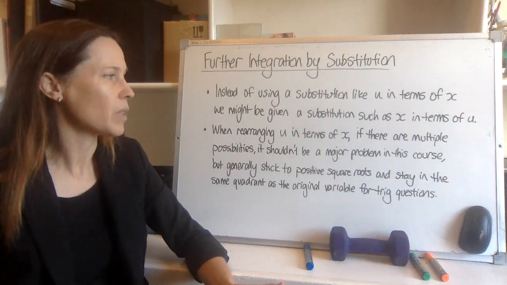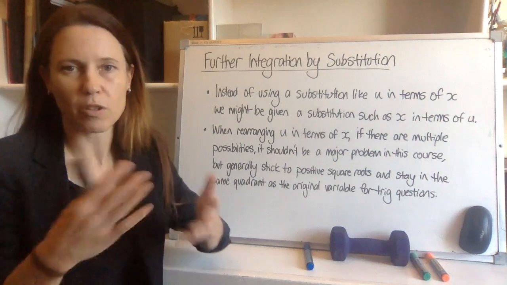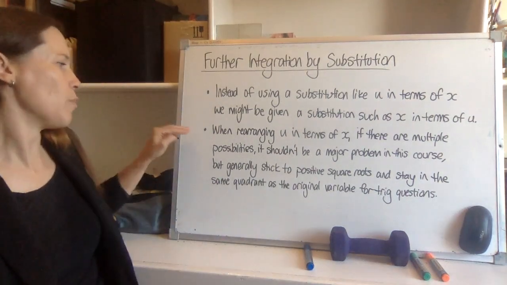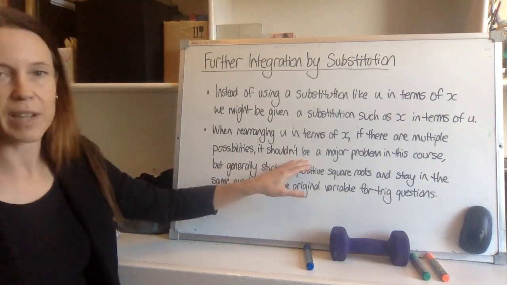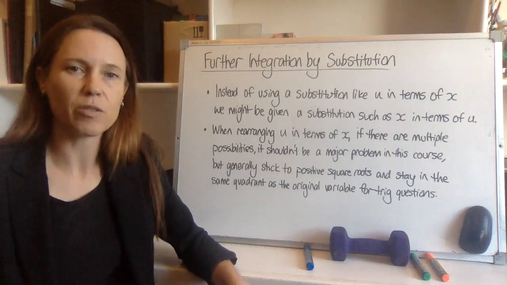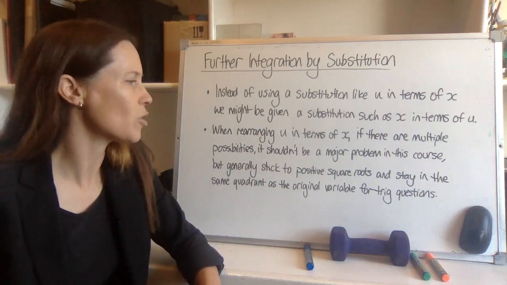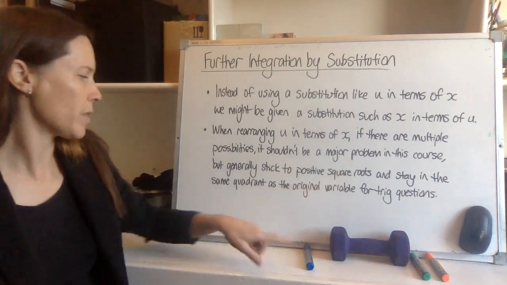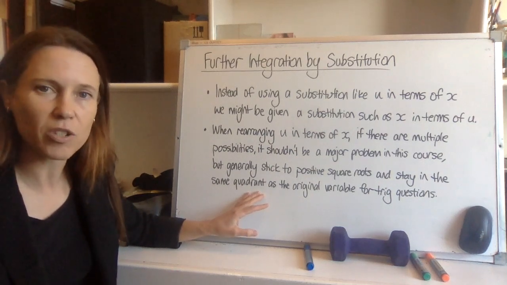Now, when you're rearranging u in terms of x or x in terms of u so that you can use them either way, a couple of things could crop up. You might get multiple possibilities. Now, if you do, in this course, it shouldn't be a major problem. Later on, if you're studying this sort of thing at a university level, you'll need to understand the nuances of this issue. But for this course, generally, if you stick to positive square roots and stay in the same quadrant as the original variable for any trig questions, you'll be okay.